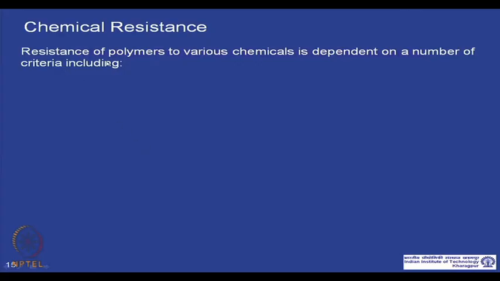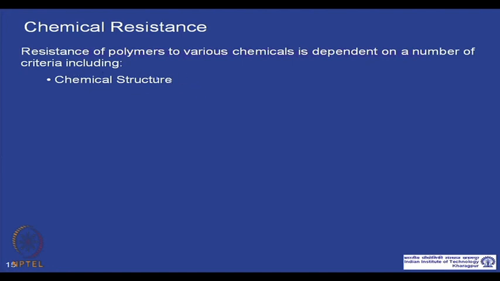The resistance of a polymer to various chemicals depends on a number of criteria. Obviously, it depends on the chemical structure. For example, if you have hydrolyzable groups and you bring that polymer in contact with, say, acids or bases, then it will hydrolyze, and as a result molecular degradation will happen and the properties will come down.